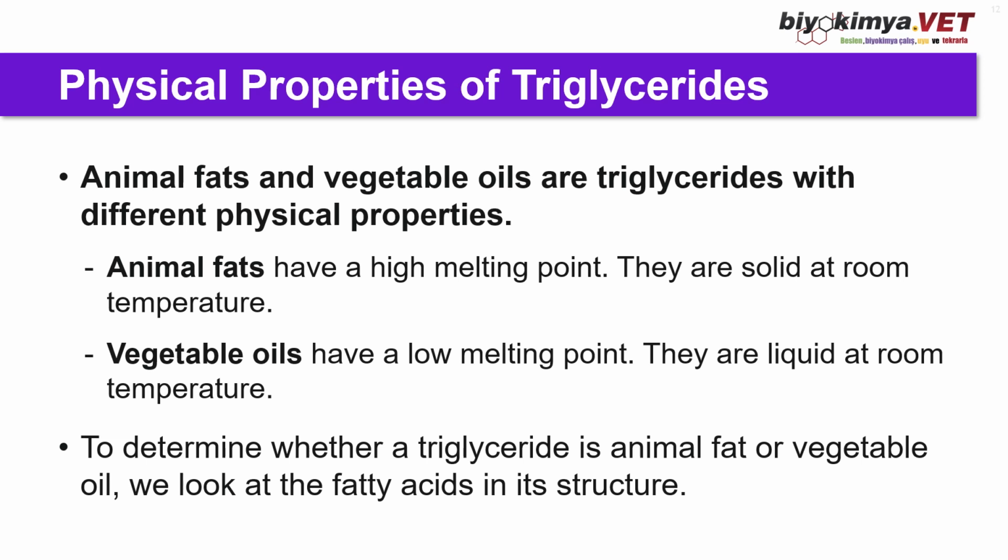To determine whether a triglyceride is an animal fat or a vegetable oil, we should look at the fatty acids they carry. Remember the physical properties of the fatty acids. We talked about how the unsaturated ones in the cis formation, which are the common ones in nature, have lower melting points than the saturated ones. And so this also affects the physical properties of triglycerides.